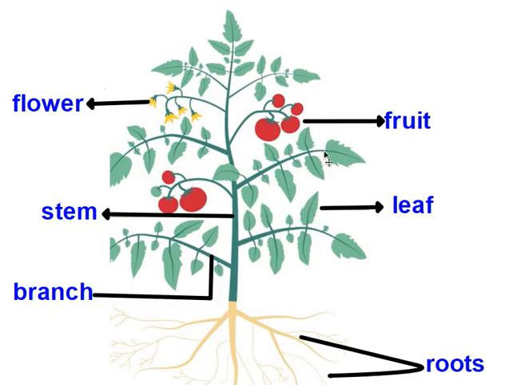Now let's look at this plant and identify the parts of the plant. We have a beautiful colored thing over here. Can you guess what it is? Yes, they are the flowers of the plant.